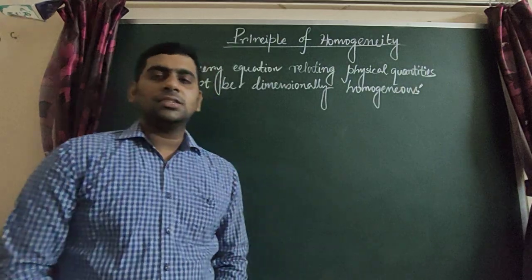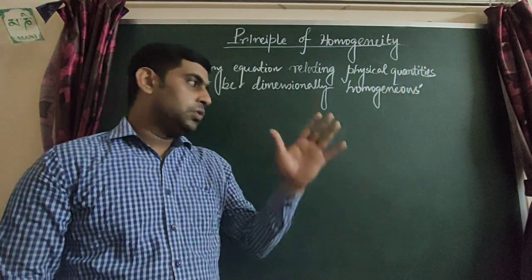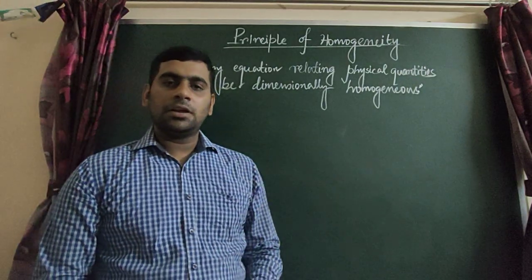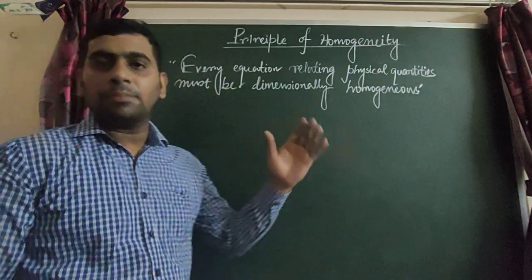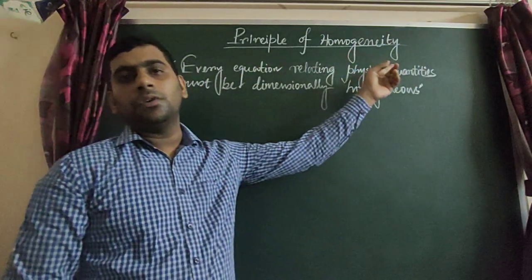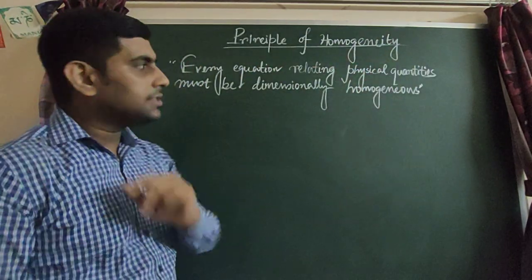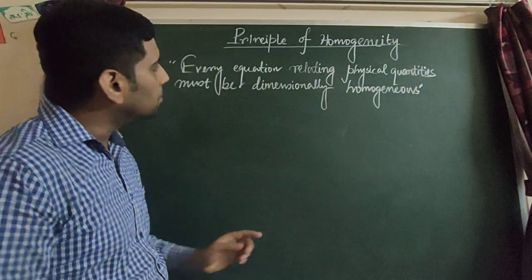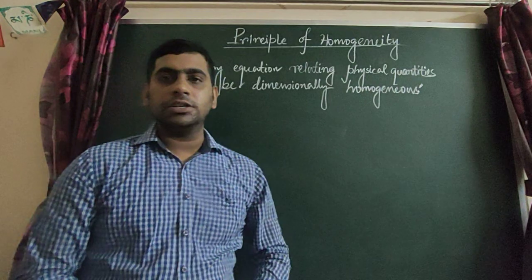In my last class, I discussed unit and dimension. Today's class, I will discuss the second part of the dimension. We will start with the principle of homogeneity, which says that every equation relating physical quantities must be dimensionally homogeneous.